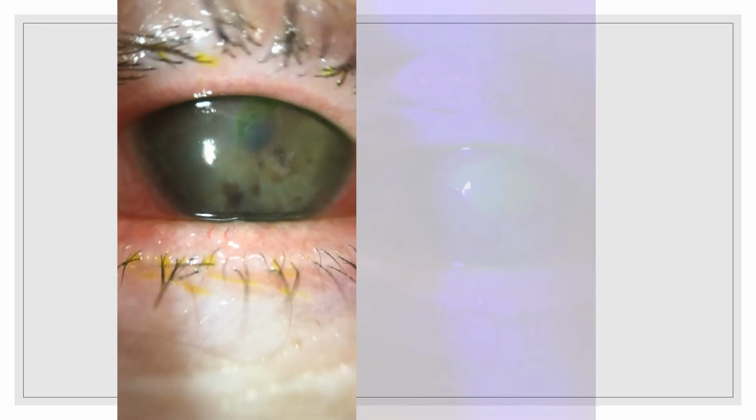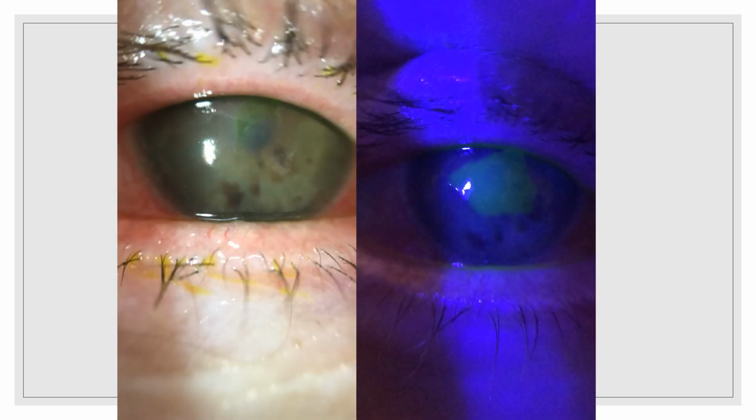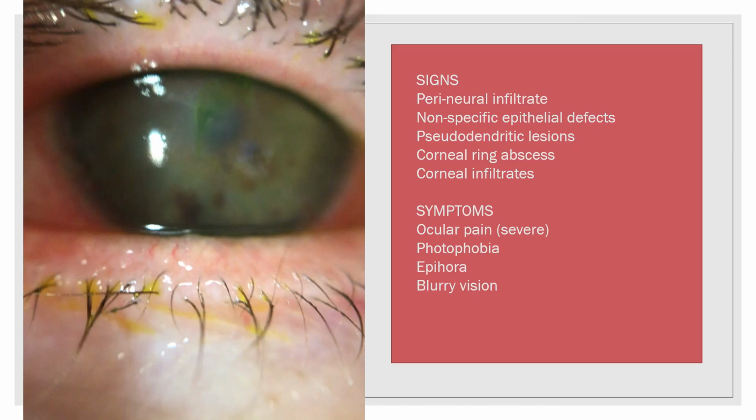So she's into a bilateral disease, but this is the right eye where there's a large epithelial defect centrally, and you can see that all around that defect in the periphery, she's starting to form an early sign of infiltrate. If this goes on, it would become a ring abscess, and temporally you could see that there is evidence of perineural infiltrate, and obviously the cornea is quite edematous.